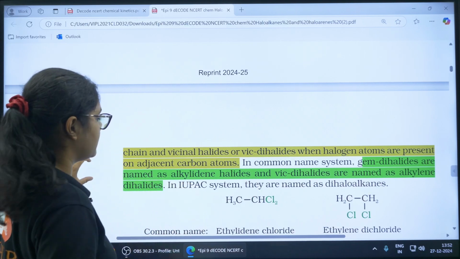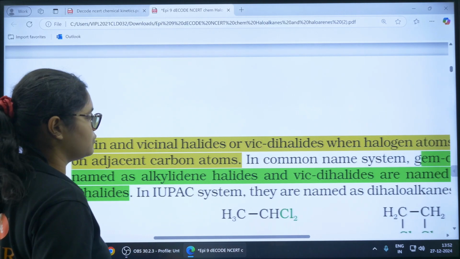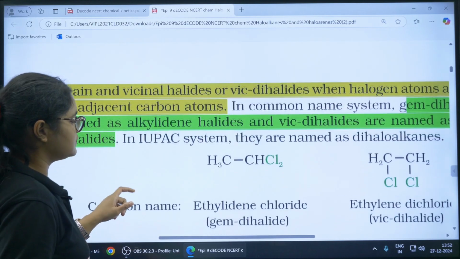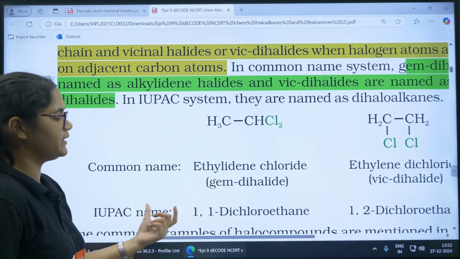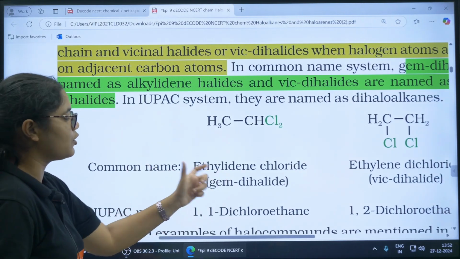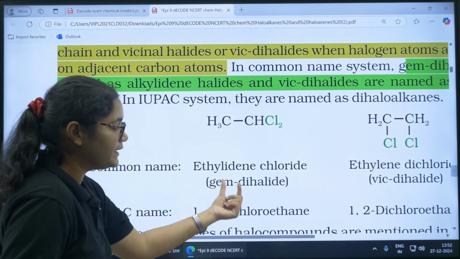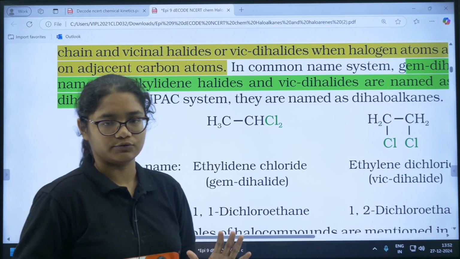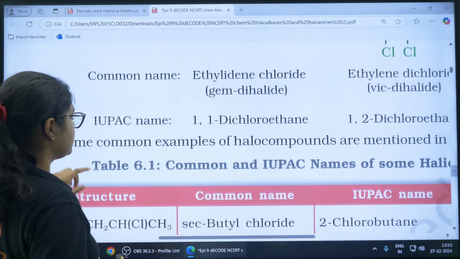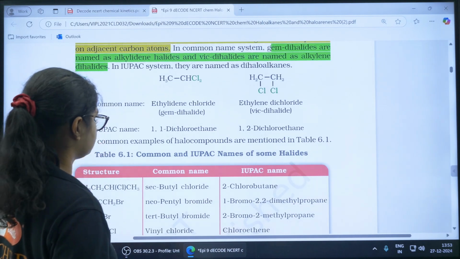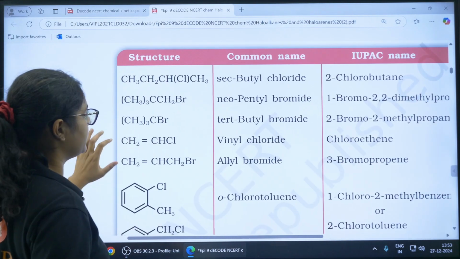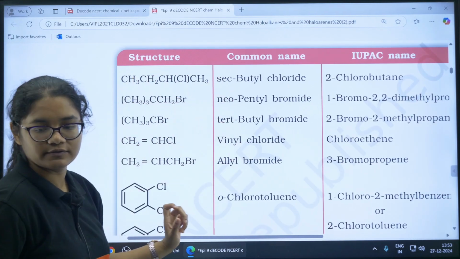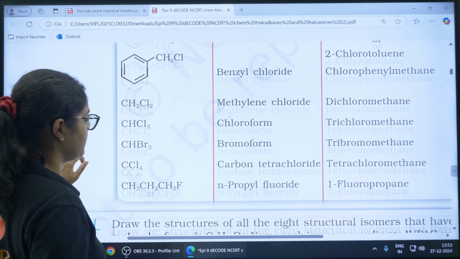So these two are very important, so make sure that you read these two points and the common name example; you should be knowing it, okay? How to write the common name, where alkylidene is used and where alkylene is used, okay? Next, here some common names are given, so please again focus on these common names, that is very important, okay?